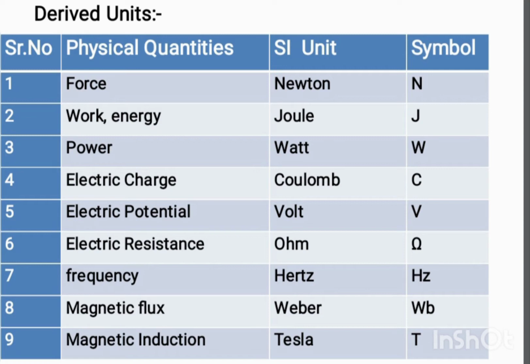Similarly, in the fourth row you can see electric charge measured in coulomb, symbol C. Electric potential, volt, V. Electric resistance, ohm, the symbol you can see there. Frequency, hertz, symbol Hz. Magnetic flux, weber, Wb. And magnetic induction is measured as tesla, T.